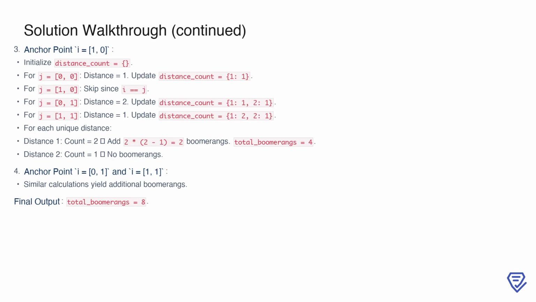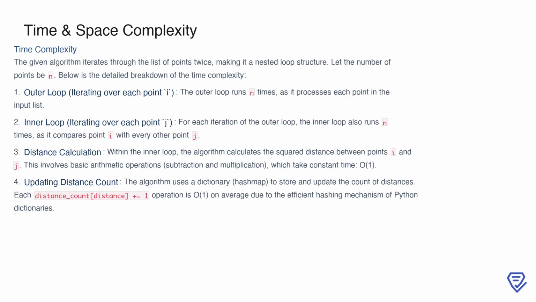For distance 1, the count is 2, so we add 2 * 1 equals 2 boomerangs, making total_boomerangs equal 4. For distance 2, the count is 1, so no boomerangs are added. Similar calculations for i equals 0, 1, and i equals 1, 1 yield additional boomerangs, bringing the final total for this example to 8. To analyze the time complexity of this algorithm, we start by examining its structure.